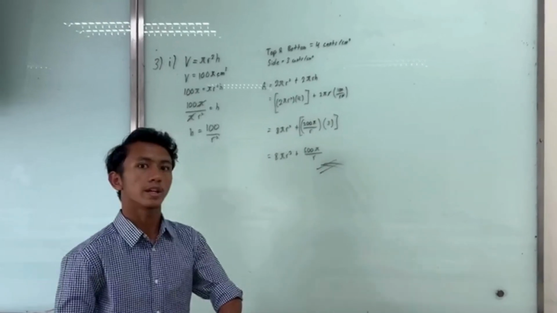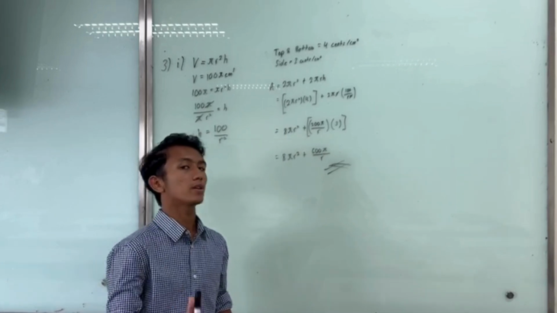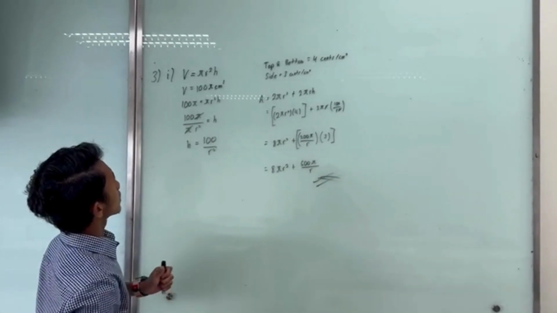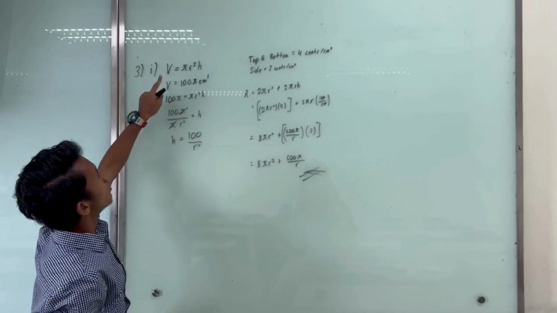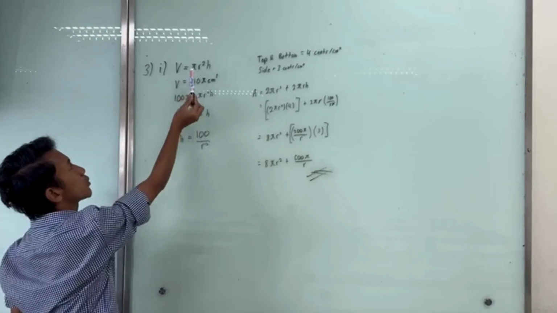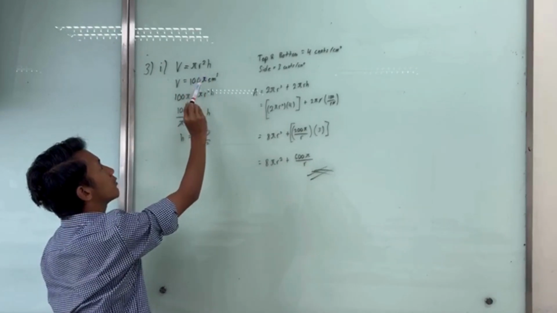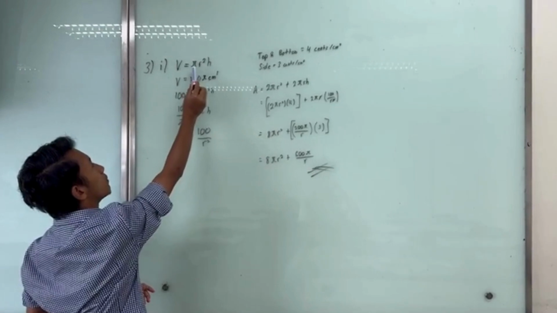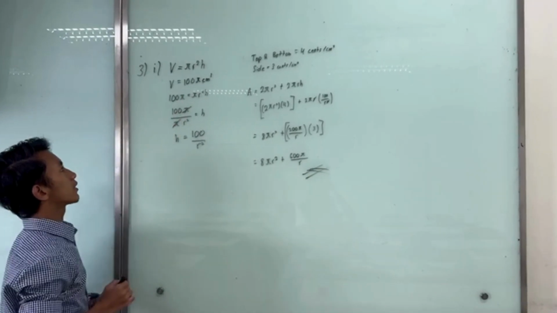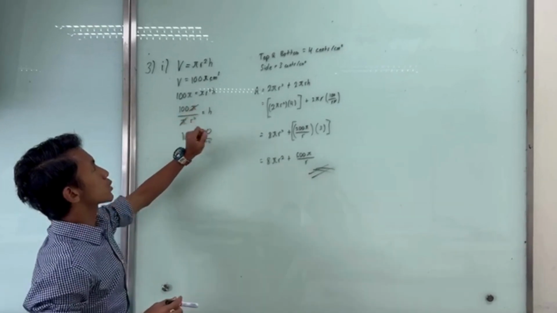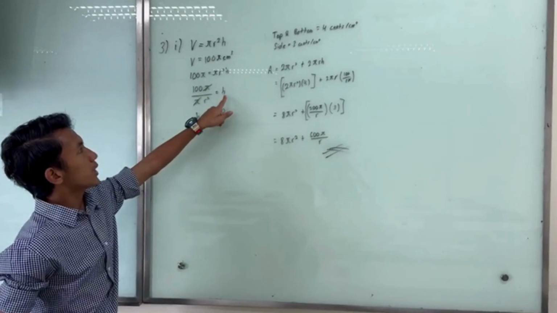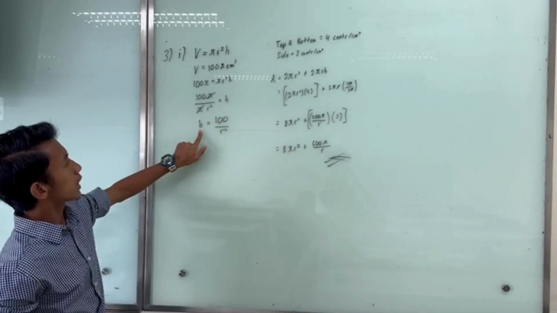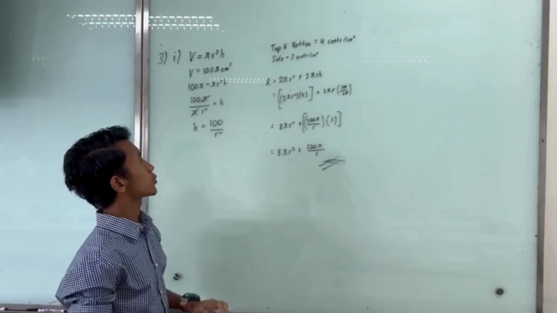Assalamualaikum, my name is Adam, and I will present question 3. For question 3, the first Roman, we need to know the volume of a cylinder, which is V equals pi r squared h, and the volume given is 100 pi. So we substitute both, and it becomes 100 pi equals pi r squared h, and we need to make h the subject. So we get h equals 100 over r squared.